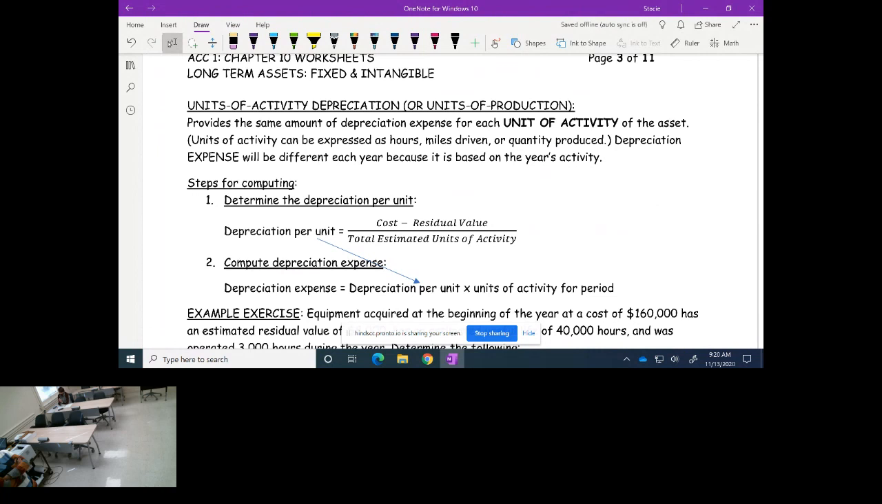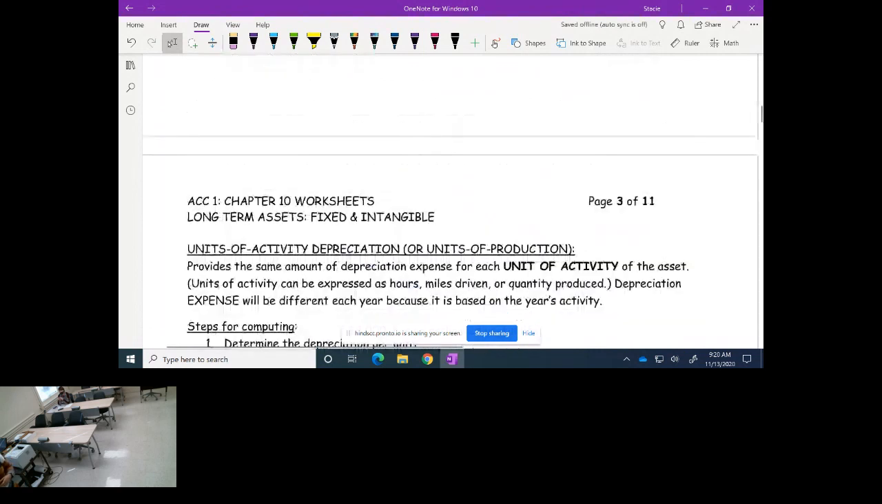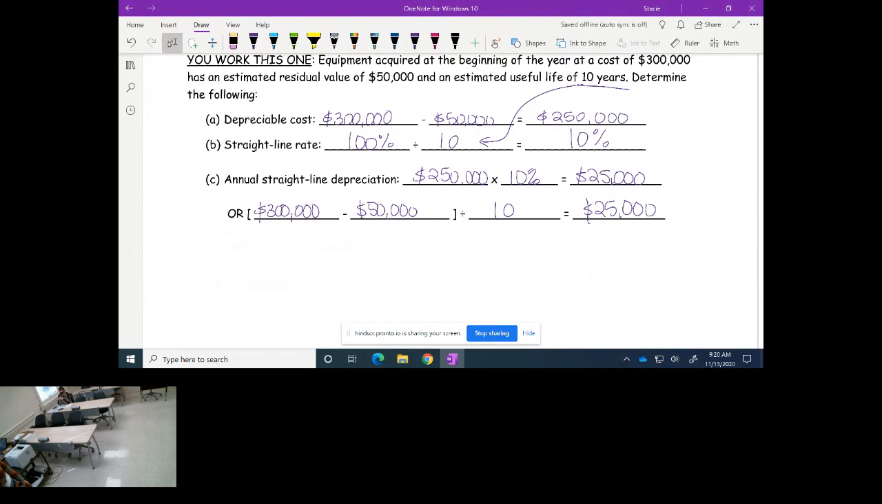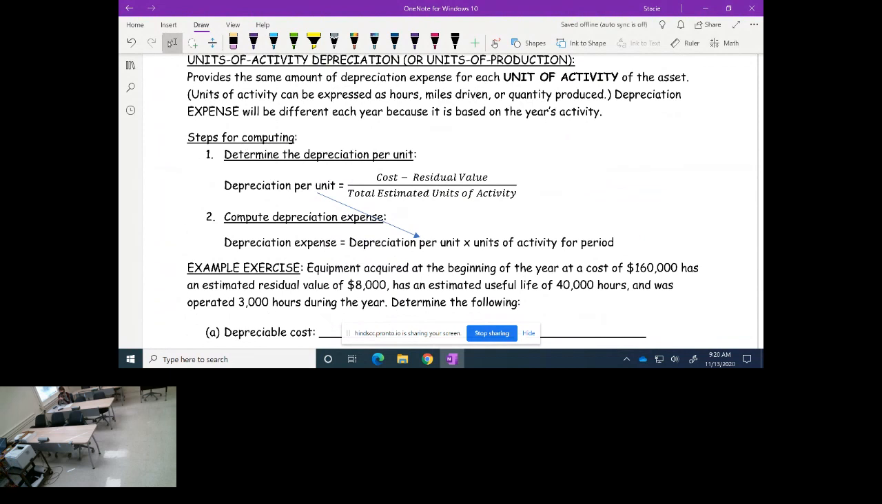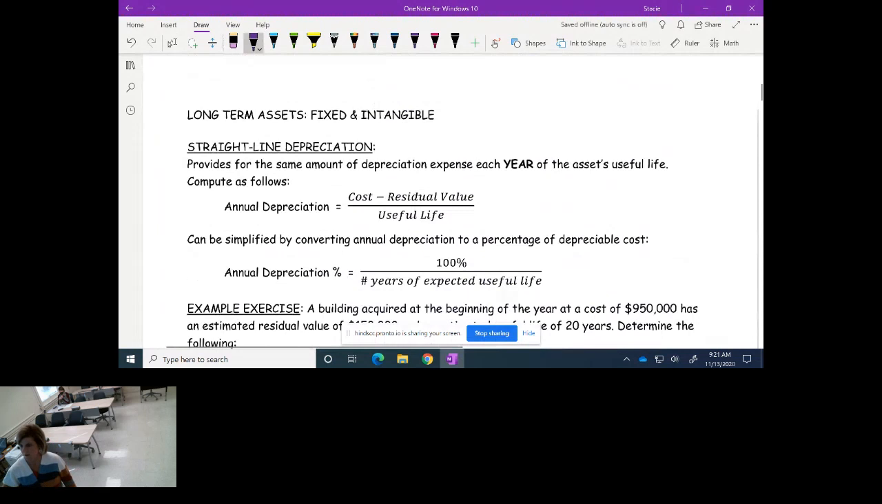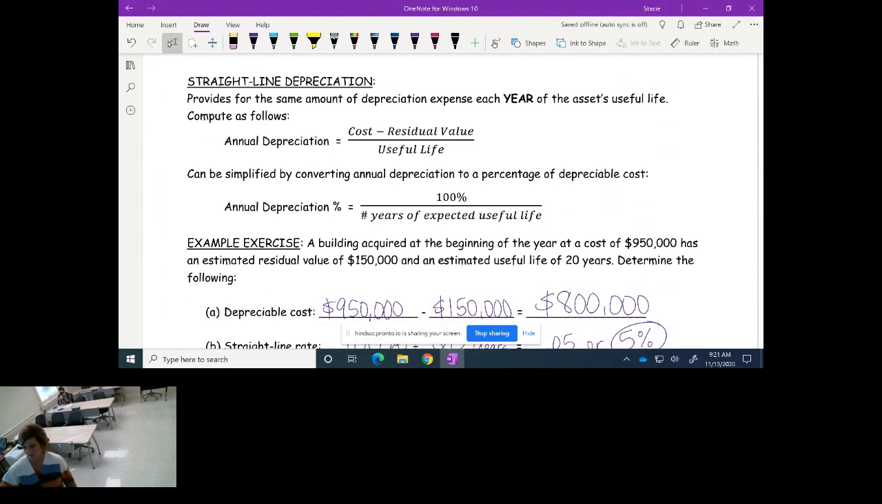It can be hours of use, it can be miles driven for a vehicle, or it can be quantity produced if it's a machine producing a product. So in this case, your depreciation expense will be different every year. In straight line, it's going to be the same amount year after year. With units of activity, you're going to have a different amount every year because you're basing it off of use, hours of use, miles driven, how much is being produced. So it's going to vary. So just make sure you are aware that one's different every year, and this one is going to be the same.